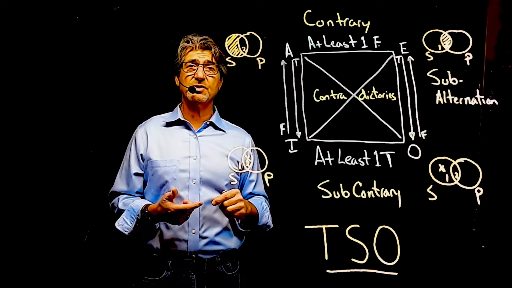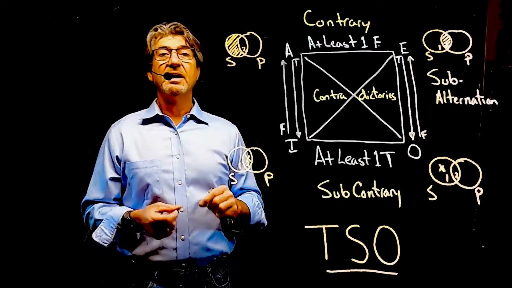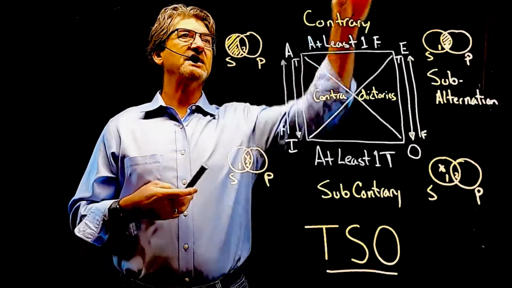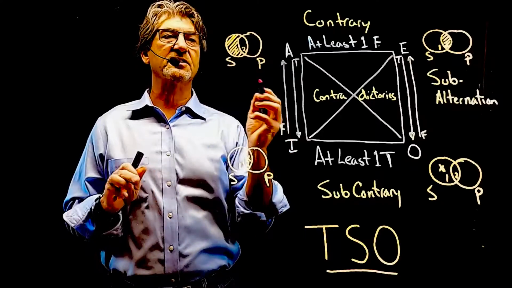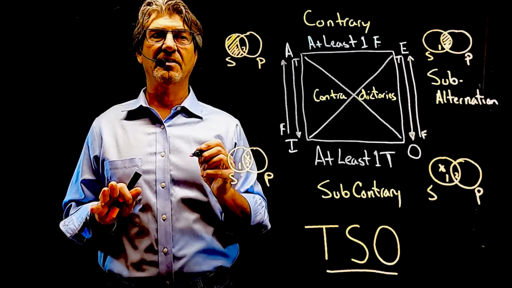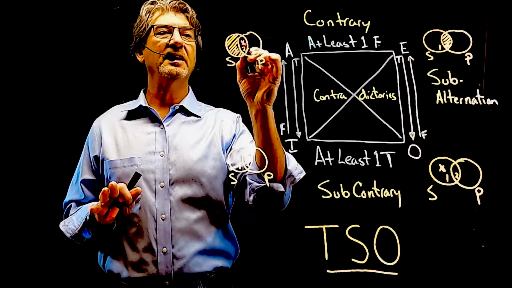Now you can prove these using the Venn diagrams with a modified approach. Notice, if S's exist, if there actually are S's, but they don't exist in area 1, they're not existing there, then they have to exist in area 2.